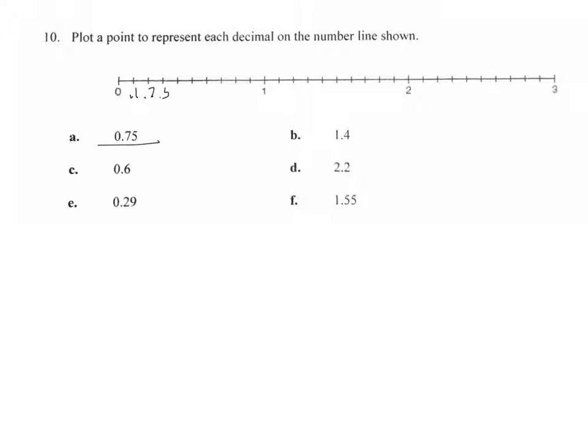So this 75 hundredths, I know, would have to go between the 7 tenths and the 8 tenths. So that would have to be right there. So this would be A.